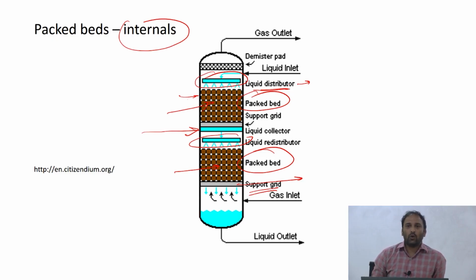One way to avoid that is to put in this liquid collector. It collects the liquid that is coming down the packed column and then feeds it to a liquid redistributor. These internals are really required to ensure that the flow rate across the different cross sections of the bed is uniform, so that there's proper contact between the fluids you're trying to work with.